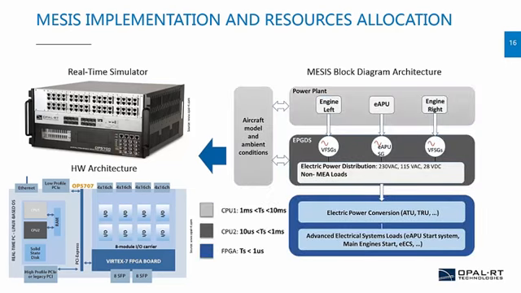So within MESIS, we're going to have models that have slow dynamics, for example, and can be run on CPU. And also, we will have, on the other hand, models that will need to run on FPGA, because those models need to go to very small sampling times, because they involve, for example, inverters with high switching frequencies that can reach up to 35 kilohertz.